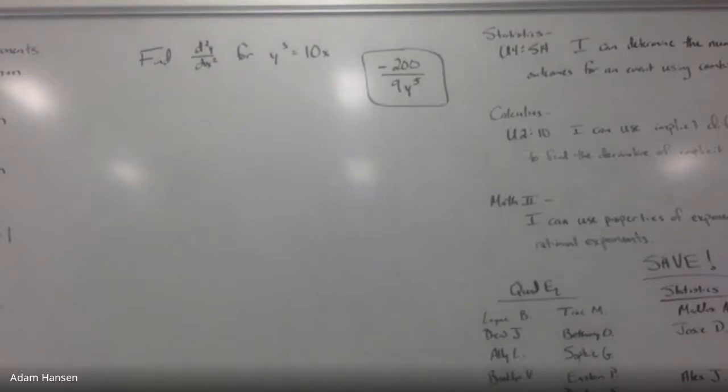I think I got negative 200 over 9y to the fifth. We'll see if that looks right. Find the first derivative, then find the second derivative. Don't forget to back substitute to simplify your answer.